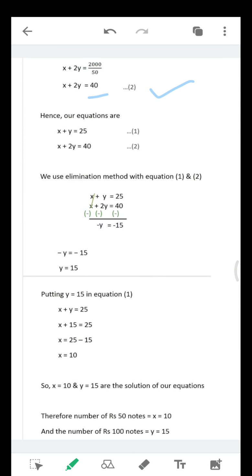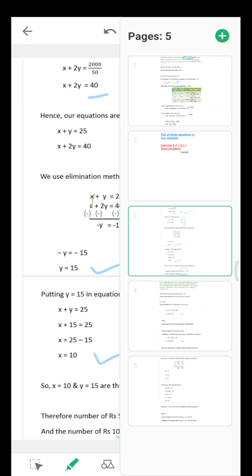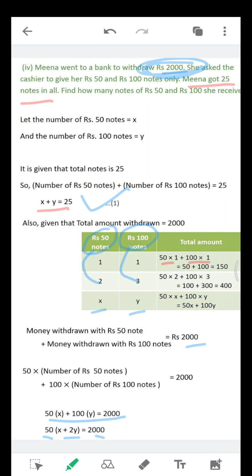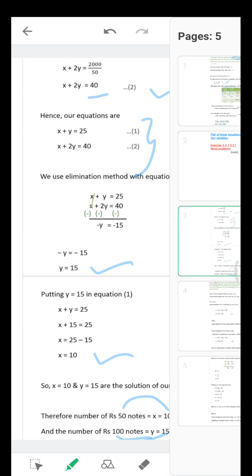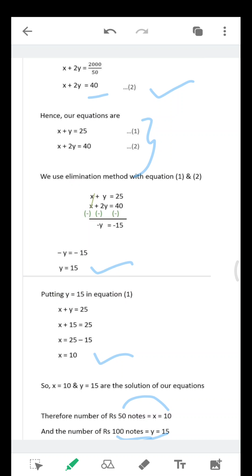Now we'll solve these two equations by using the elimination method. You know that very well. So when you solve by using the elimination method, you will get the y value and you will also get the x value. So finally we can say that she received 10 notes of 50 rupees and 15 notes of 100 rupees. Isn't it amazing? Isn't it very interesting? We are able to solve many puzzles. This is like a puzzle only. This is like a game. Okay, we did not know the number of notes and we got them by the elimination method, by calculation.